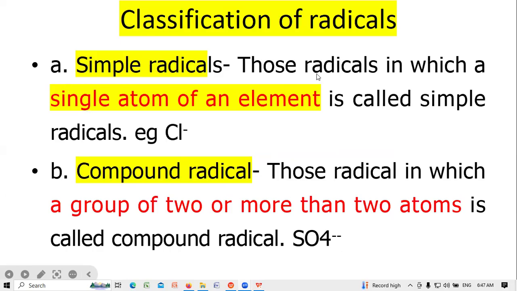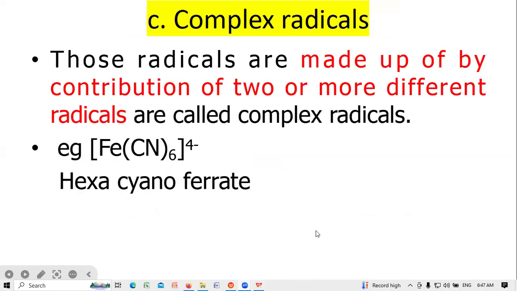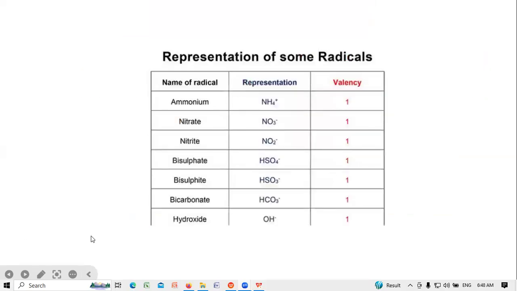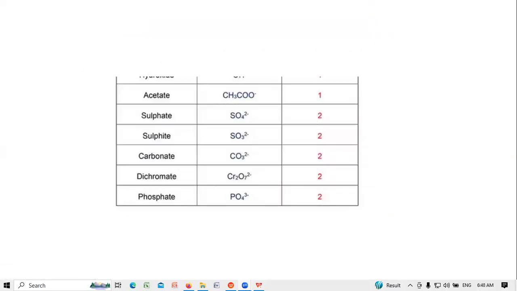Classification of radicals. Simple radicals are those radicals in which there is a single atom of an element, for example Cl-. Compound radicals are those radicals in which a group of two or more atoms is present, for example sulfate, SO4 2-. Complex radicals are those radicals made by the combination of two or more different radicals, for example, hexacyanoferrate. Some common radicals are ammonium, nitrate, nitrite, bisulfate, bisulfite, bicarbonate, hydroxide, acetate, sulfate, sulfite, carbonate, dichromate, phosphate.